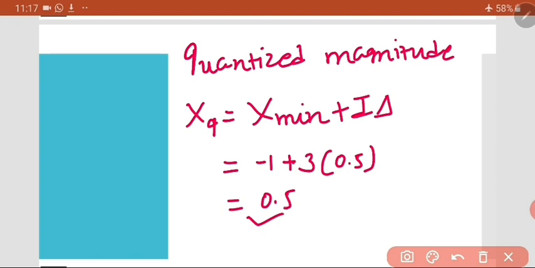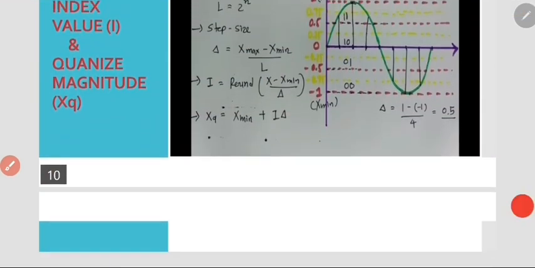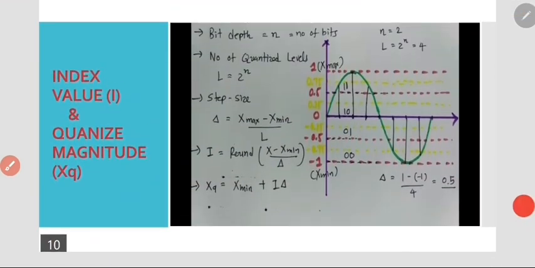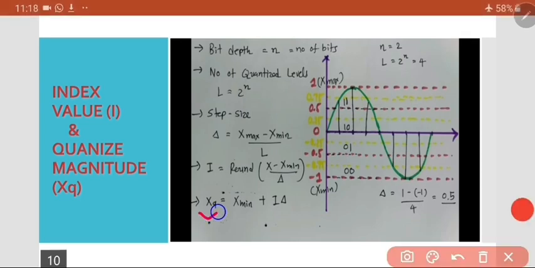In here as well, we have to find the xq for each and every sample, with the equation of x min plus I delta.